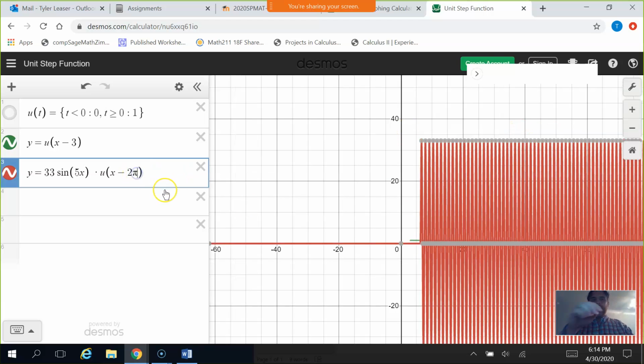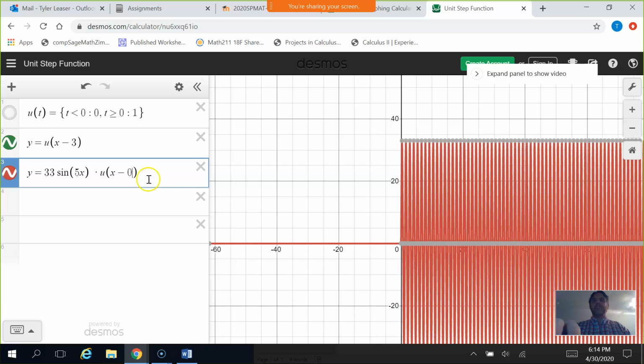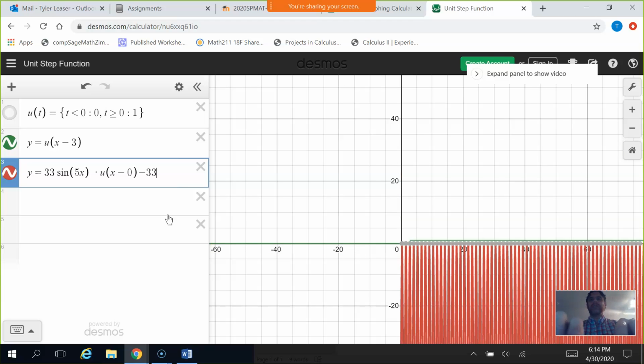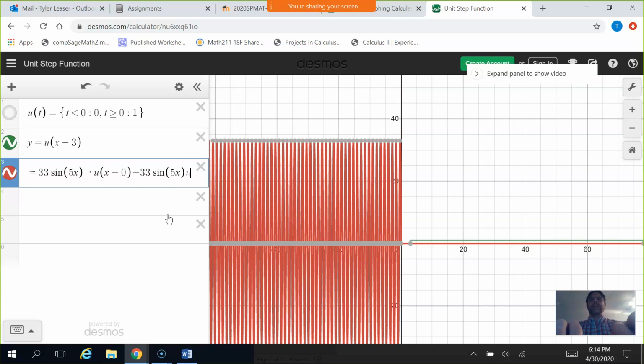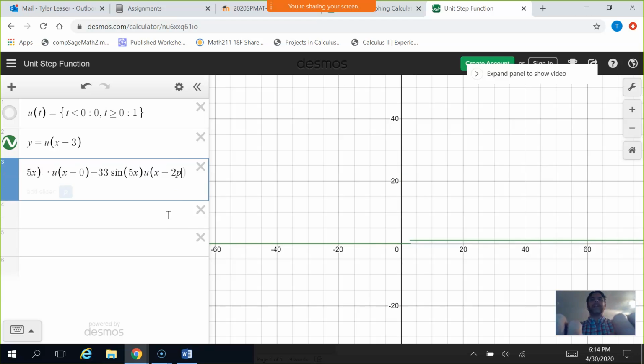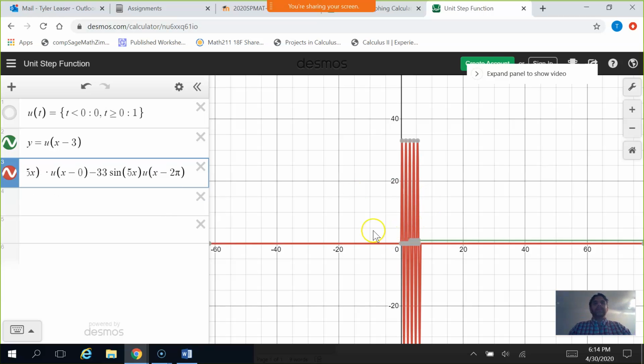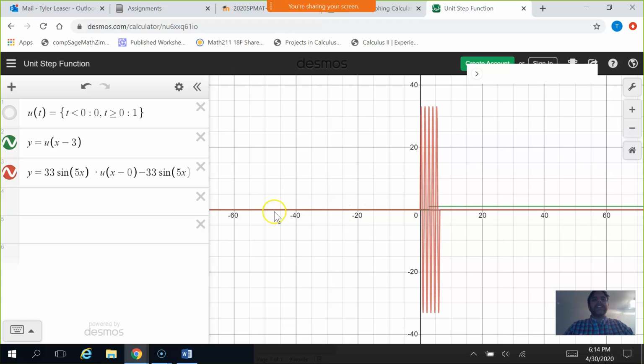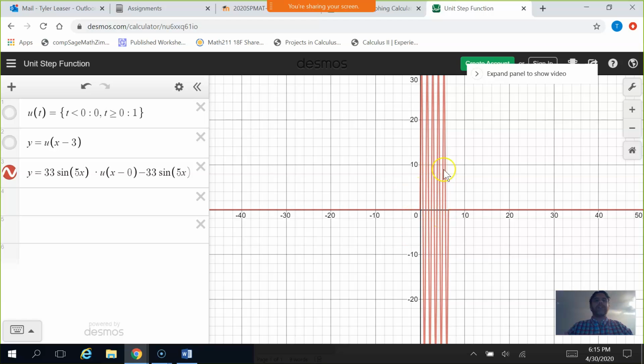So really what we want is this, where it starts at 0, but then it has to stop. So then we're going to subtract 33 sine of 5x, u of x minus 2 pi. So now what we get is it's 0, and then in between 0 and 2 pi, it's the sine function, and then it's 0 everywhere else. Does that make sense? That's what our function g is.